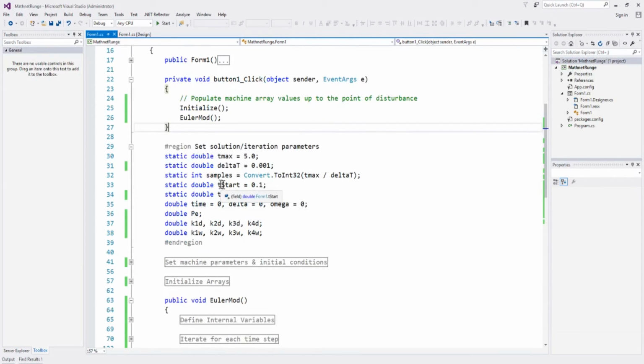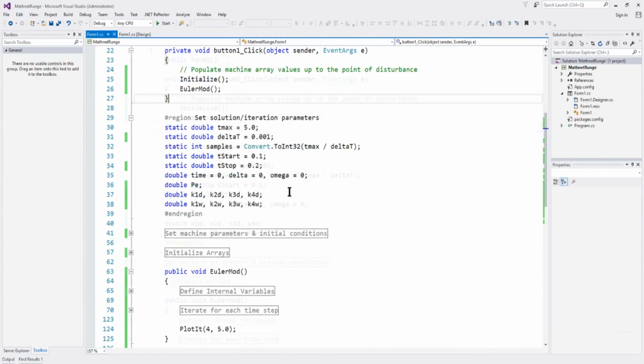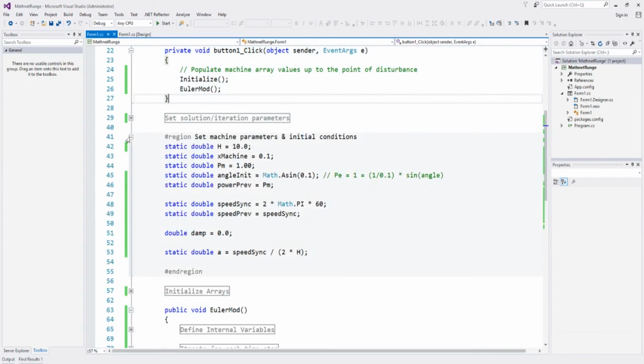And here is the start and end time for the disturbance. I've defined it so that I will start at T equals 0.1 second and apply the fault. I will remove the fault at time T equals 0.2. And here I've just got some other internal variables we're going to need to do the solution. Now the next thing, I've got to define some machine parameters and initial conditions. I've defined an H value, which is the inertia of the machine, as 10.